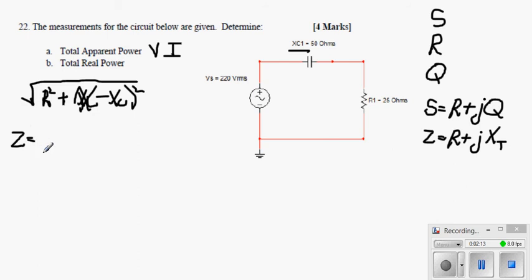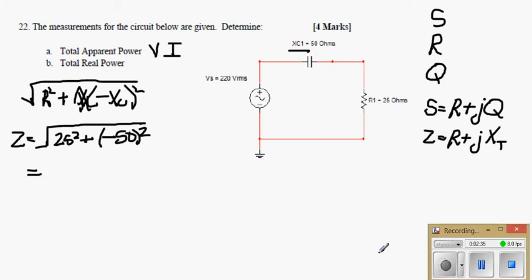So the value of Z, after you put those numbers into the formula, would be 25 ohms squared plus a negative 50 squared. And you know the negative will just cancel. So after putting that in our calculator, I calculated approximately 56 ohms for Z.